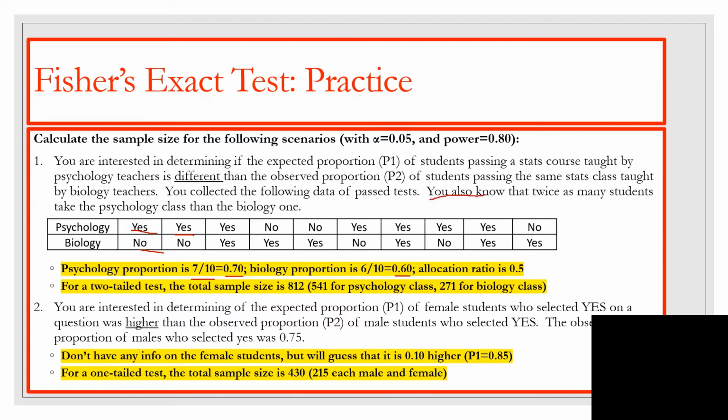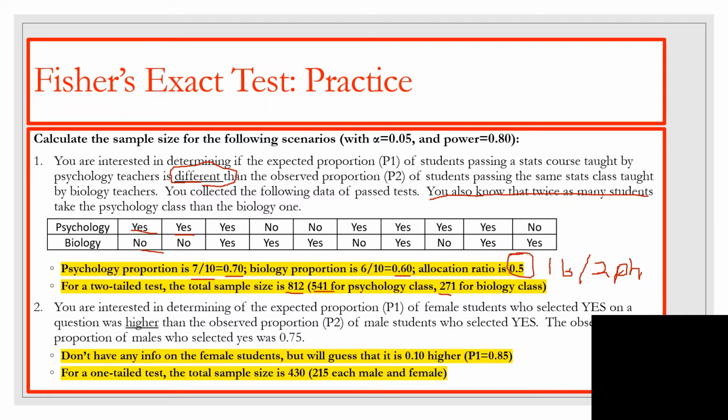And given that twice as many students take the psychology class, our allocation ratio is 0.5. So that's going to be 1 biology student for every 2 psychology students. We'll run a 2-sample test because we care about a difference to get a total sample size of 812, and since the allocation ratio was not 1, we get different numbers for biology and psychology.